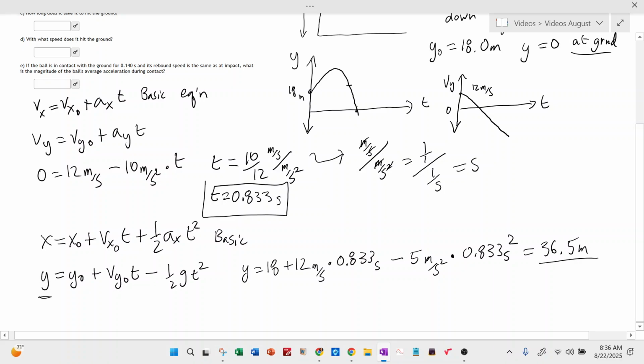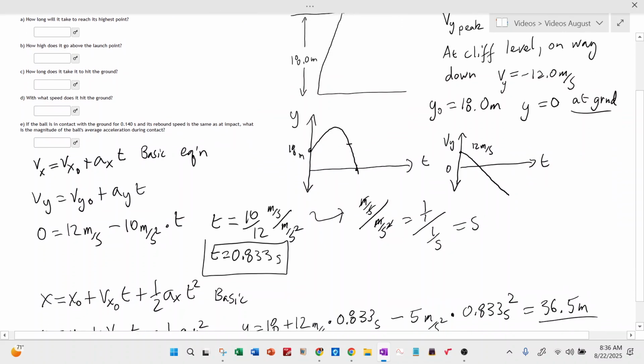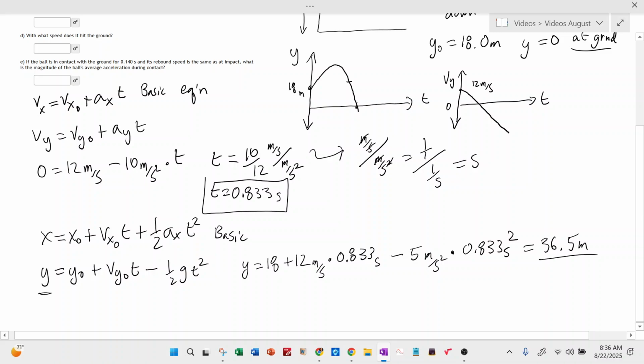Okay, so what was I asked for? I was asked for how high does it go above the launch point. That's not what I found, because this is the initial position, 18 meters. I found the total height above the ground. So this is something to be careful with. Think about what your answer means.